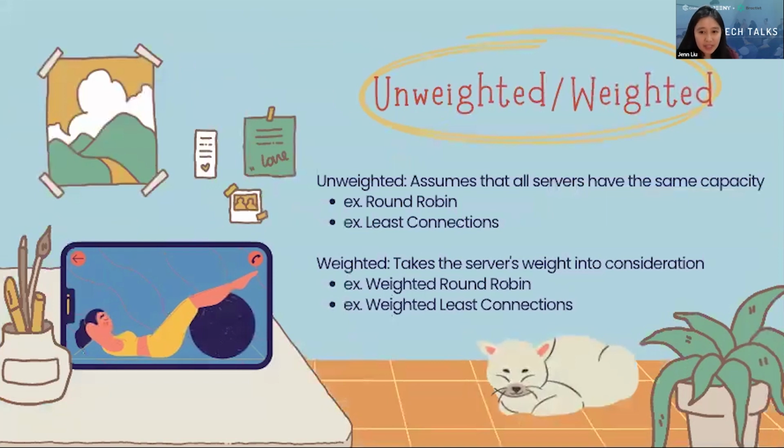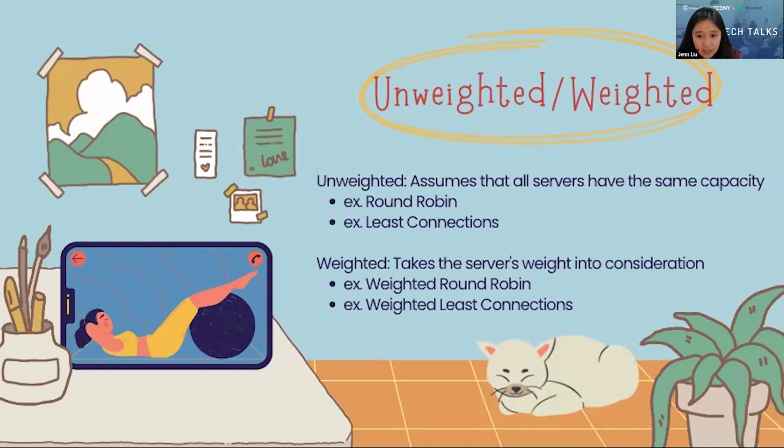So unweighted and weighted. In load balancers, weight indicates capacity or level of importance. So a server with a high weight value indicates that it's more capable of handling a greater share of traffic. Using that context, you can tell that unweighted means that we're not taking weight into consideration. It basically assumes that all servers have the same capacity. Examples of algorithms that use this are round robin and least connections. As Yohan was mentioning before, round robin is when the traffic is distributed sequentially, whereas least connections is when it's being sent to the least active connections.